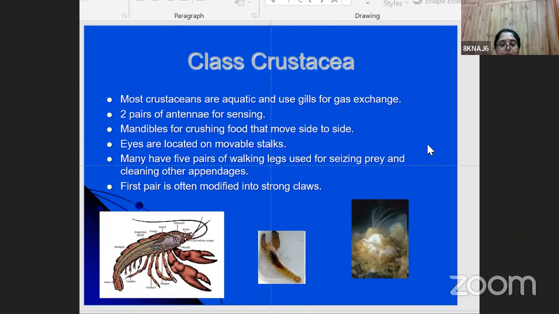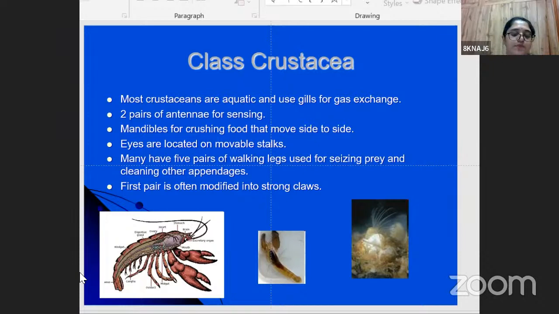Cephalothorax is covered partly or fully by a carapace. You have antennae, antennules, maxillae, and a second pair of maxillae. Then you have the protopodite, exopodite, and endopodite, which are present on the basal segments. This is known as a biramous appendage. All the appendages except the antennae are typically biramous. So again, it's more or less the same kind of feature as seen in arthropods. Examples are Palaemon, Penaeus, Palinurus, and different kinds of Cancer, Cyclops, etc., as given in your textbook.